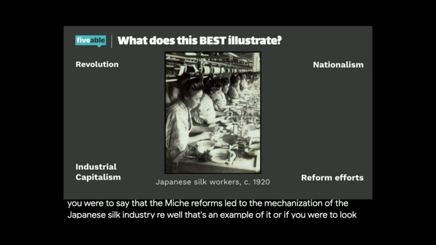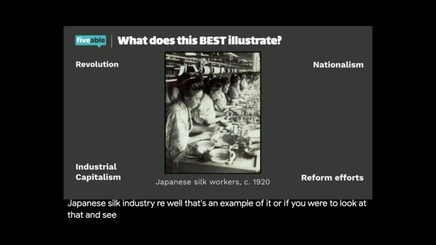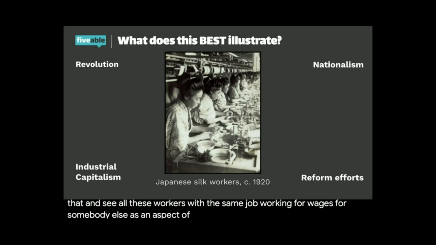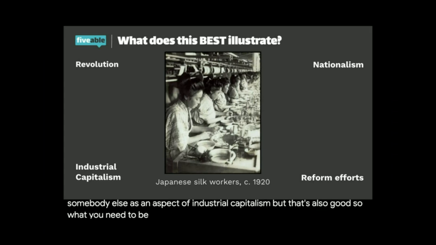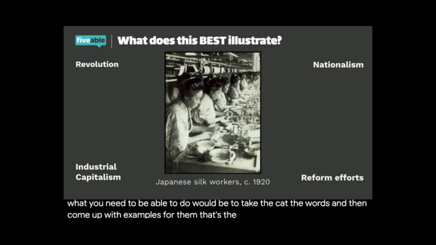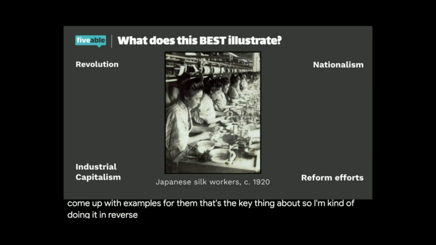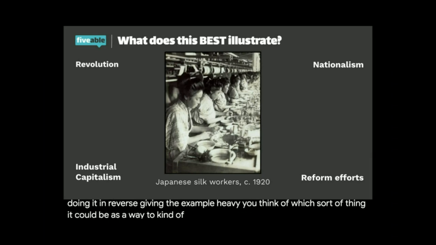Or if you were to look at that and see all these workers with the same job working for wages for somebody else as an aspect of industrial capitalism, that's also good. So what you need to be able to do would be to take the words and then come up with examples for them. That's the key thing to do. So I'm kind of doing it in reverse, giving the example and having you think of which sort of thing it could be as a way to kind of get those.